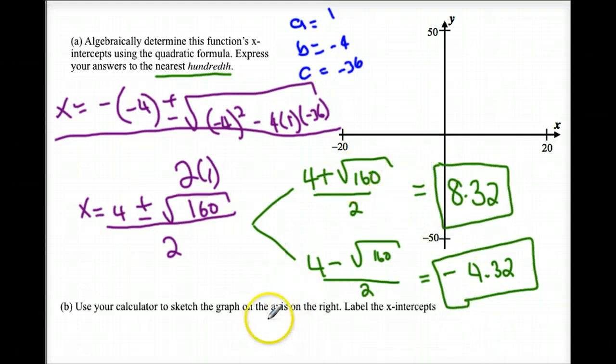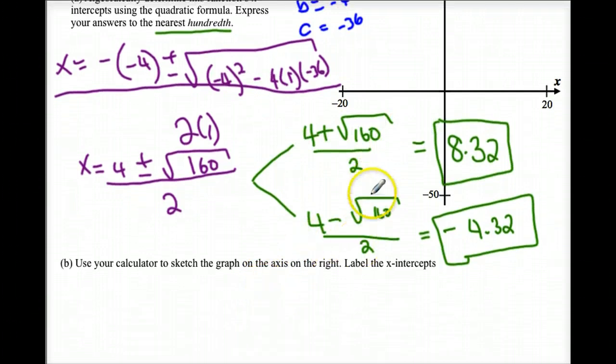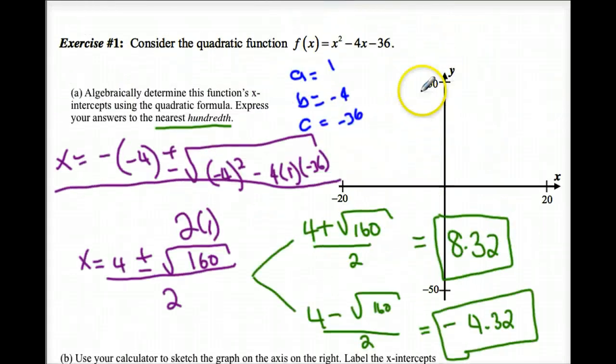Okay? Part 2 says, use your calculator to sketch this graph. Label the x-intercepts on the graph. So I gave you this graph. If you notice, I gave you a layout, meaning you should set the y to 50, 20, negative 50, and negative 20. So get your calculators out and we shall start working on plotting this. I will wait for you to get your calculator out.